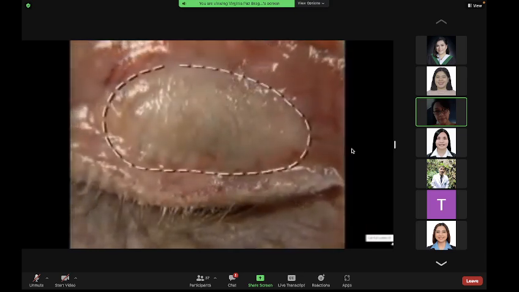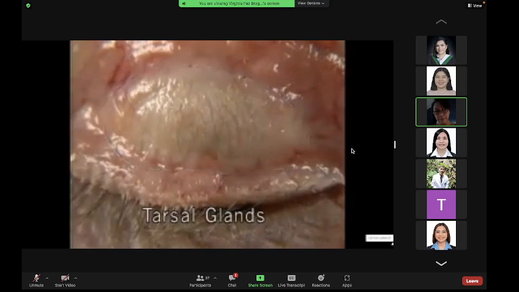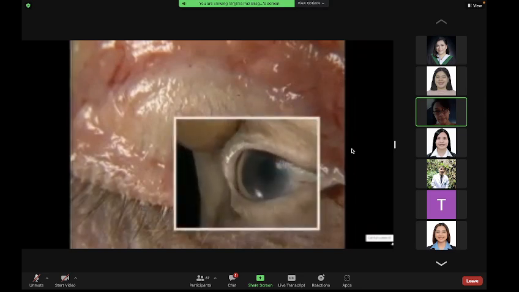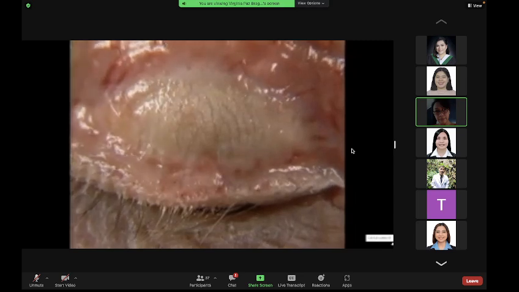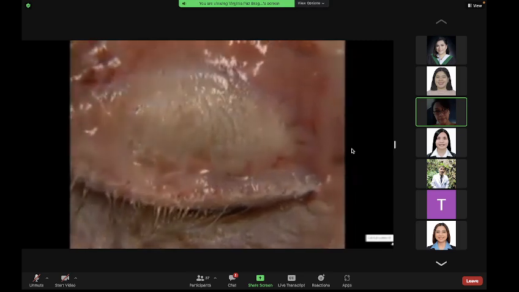Within the thickness of the tarsus are numerous tarsal glands. This is one of them. The tarsal glands open here, right along the margin of the lid. The tarsal glands produce an oily secretion which prevents the spillage of tears.